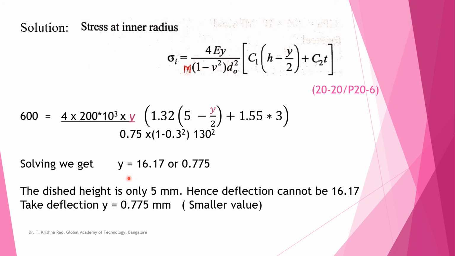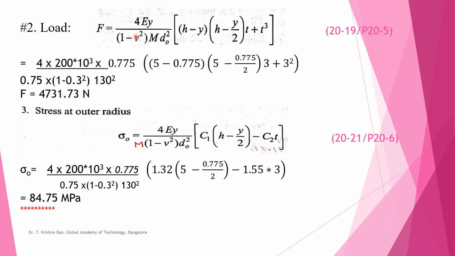We know that the maximum value of deflection equals the dished height, 5 mm. It cannot be more than 5 mm in this problem. The dished height is given as 5 mm. So 16.17 is ruled out. This y is not correct. What is the possible value? 0.775. So we take that value as y, 0.775. Then substitute that in the F equation and find out the load that is causing this deflection and stress. All the values we know, y, everything, substitute all this and find the value of F here.